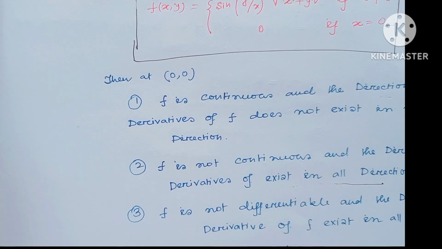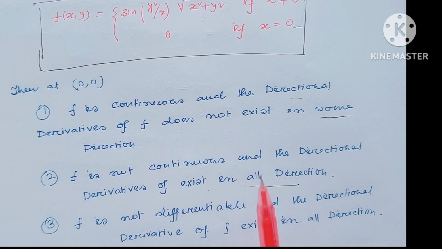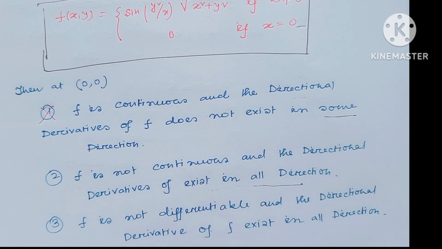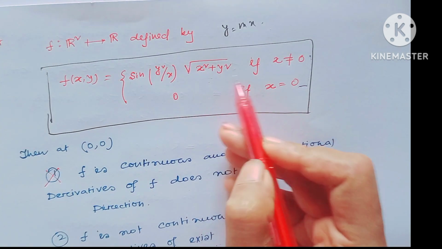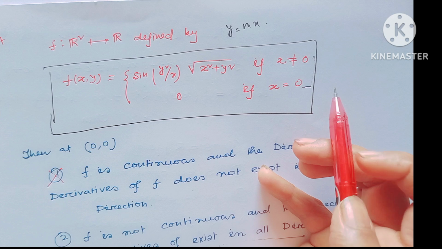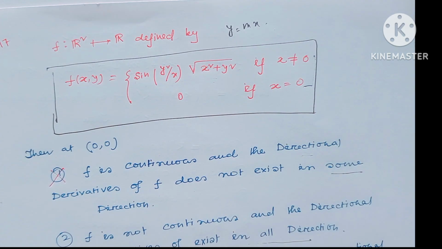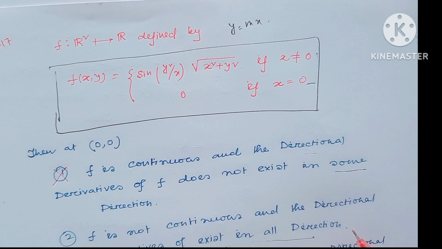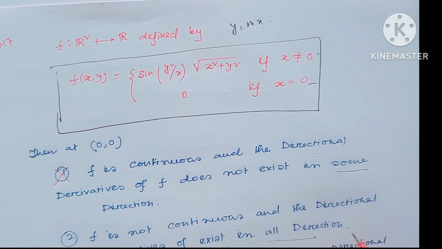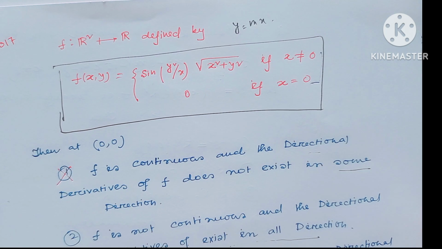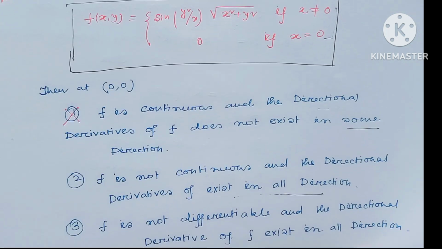Now let's see the options. First option: f is continuous and the directional derivative does not exist in some direction. This is the wrong option because at the point 0, 0 the function is not differentiable, but otherwise the function is always differentiable. Also, I have seen that the directional derivative at the point 0, 0 always exists. So the directional derivative always exists in all directions.